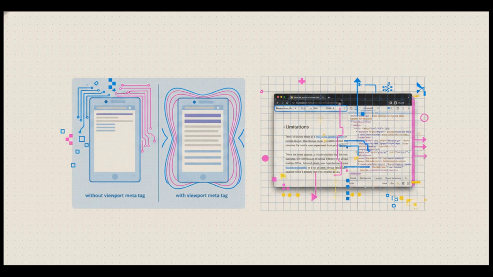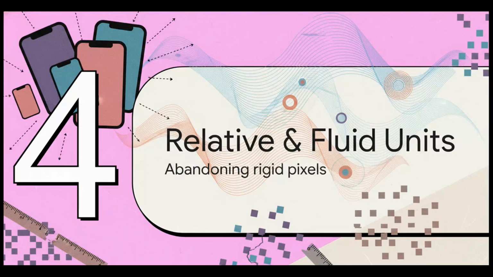But on the other side, properly simulated in DevTools, you can see the viewport matches the device perfectly. The text is totally legible, the layout adapts, and suddenly, boom, all those mobile media queries you spent time writing actually spring into action. Section 4. Relative and fluid units. Abandoning the rigid pixel.